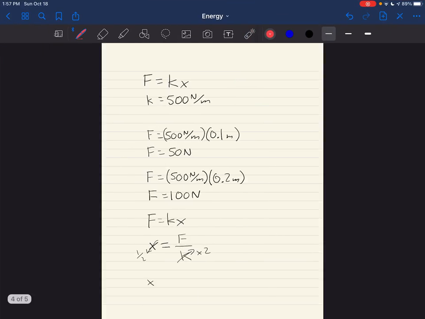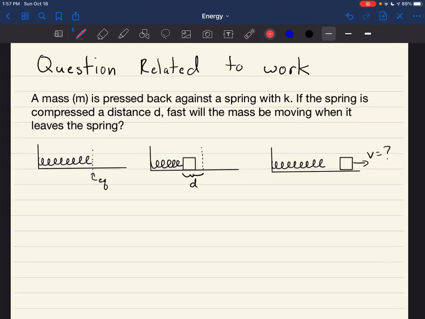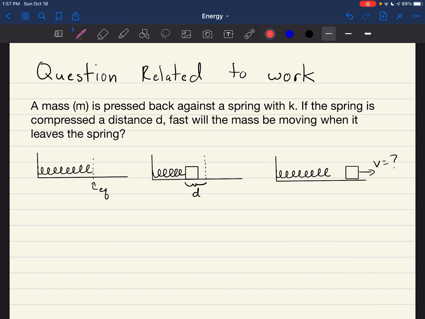All right, so I want to look at an example to talk about how this can be related to work and what we're actually studying right now. So let's say we have a mass, and that mass is pressed back against a spring. The spring has a spring constant k. And let's say we know the distance it's compressed. We want to figure out how fast the mass will be moving when it leaves the spring.